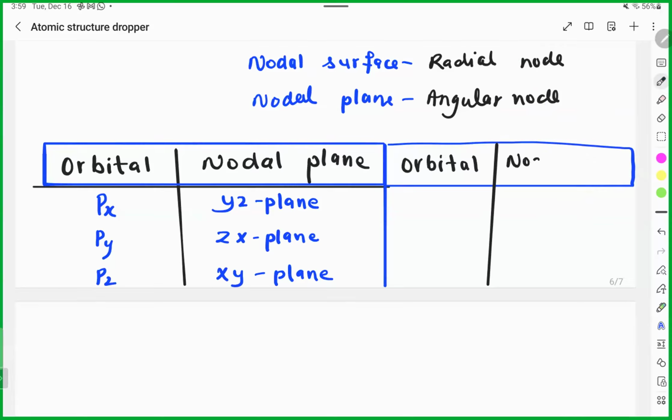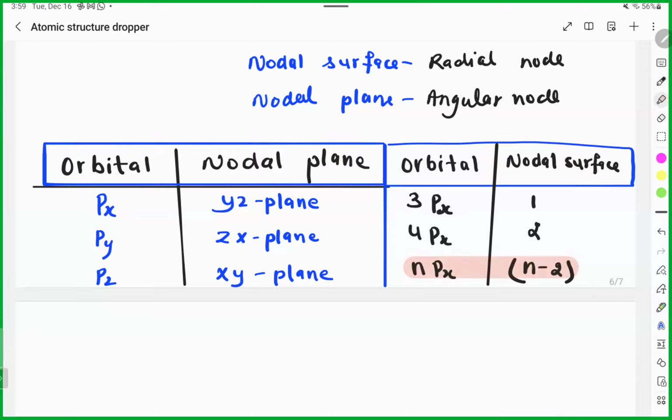But here we are talking about nodal surface. Example, if you take 3px, n value is 3, nodal surface will be 1. Example 4px, it will be 2. And if you have n number of px, it will be n minus 2. Very, very, very important. Whatever the n value, nodal surface will be 2 less. Yes or no?